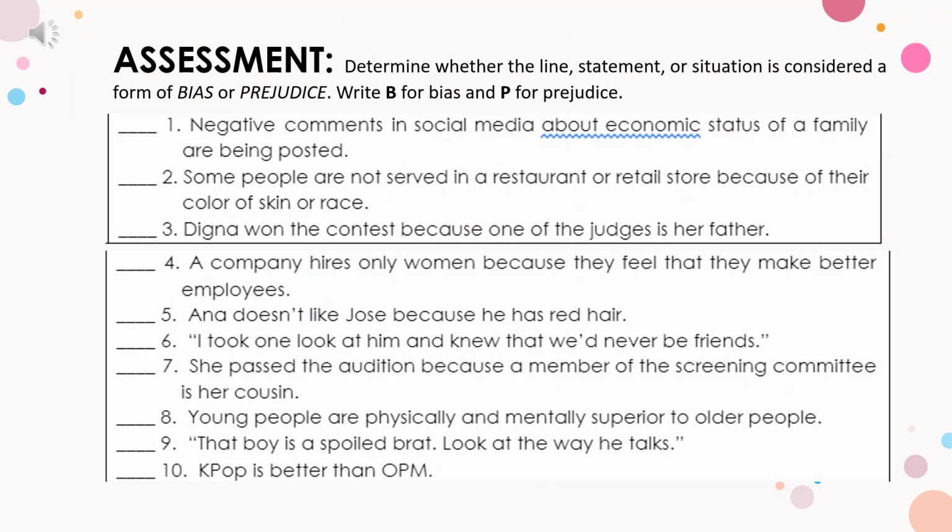We are now on the assessment part. Determine whether the line, statement, or situation is considered a form of bias or prejudice. Write B for bias and P for prejudice. So we have your numbers 1 to 10. All you have to do is to check the Google Classroom and look for the Google Form link for you to accomplish the assessment part of our discussion to check whether you have really understood our discussion about biases and prejudices. Okay? So good luck.